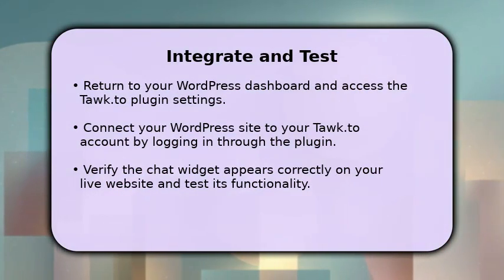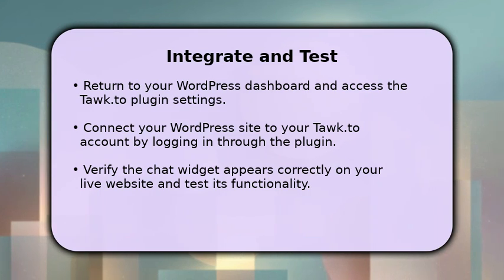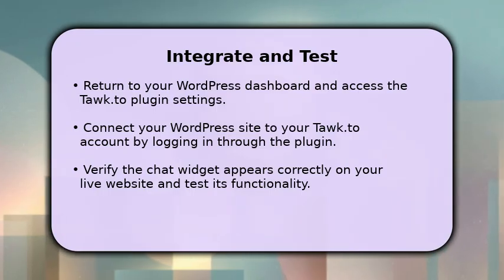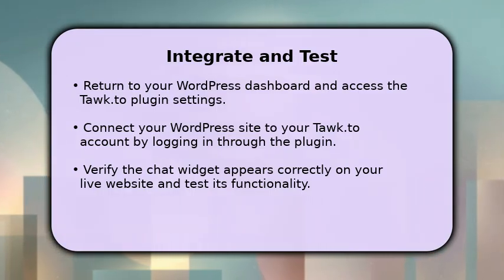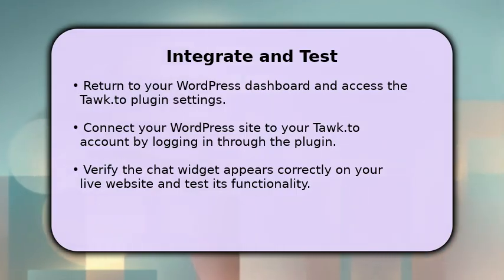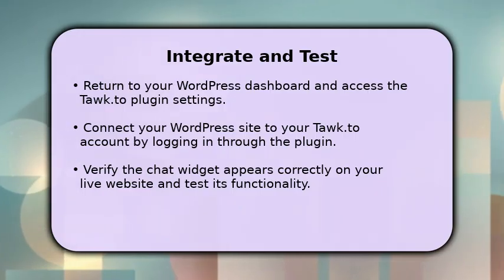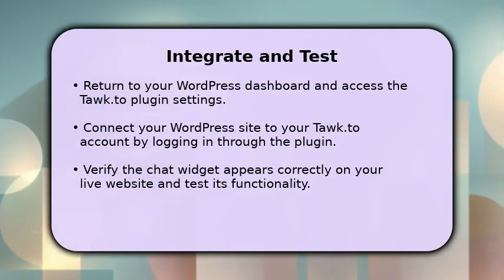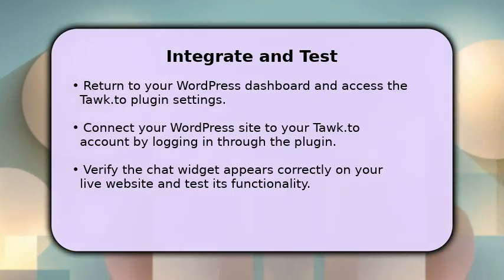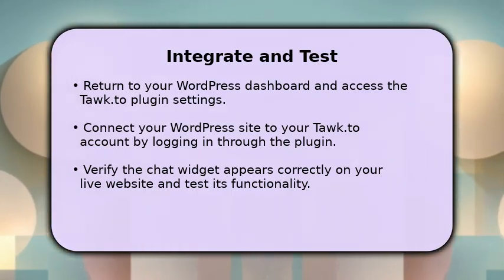Finally, it is time to integrate and test. Go back to your WordPress dashboard and find the Tawk.to plugin settings. You will be prompted to log into your Tawk.to account through the plugin. This action securely connects your WordPress site to your configured Tawk.to widget. Once connected, visit your live website to ensure the chat widget appears exactly as intended. Send a test message to confirm everything is working perfectly, providing seamless support to your visitors.